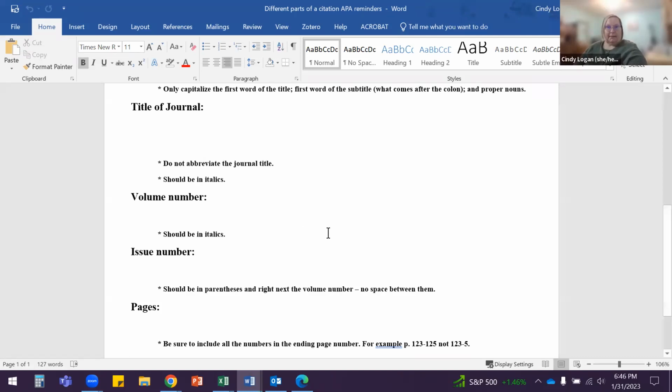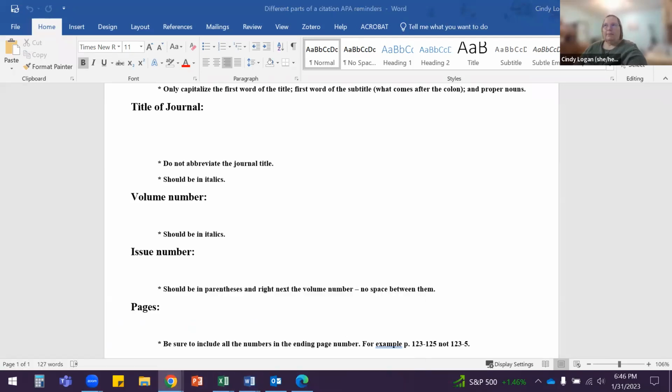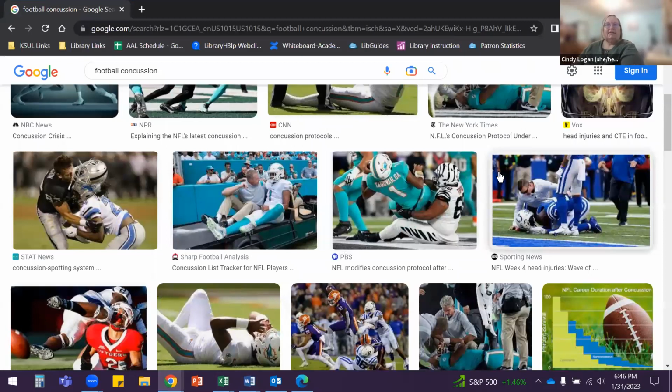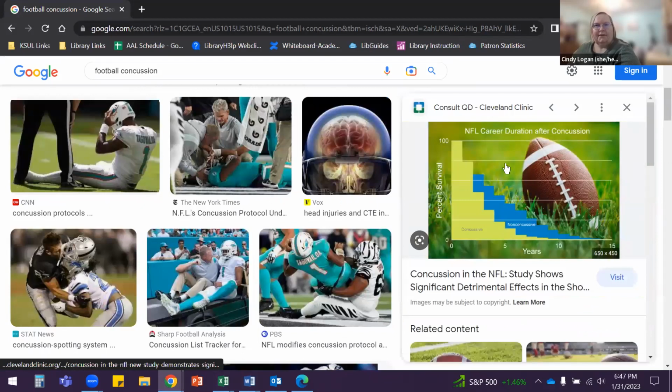I now want to talk about images for a minute. At the end of the last tutorial, I was talking about how if the image teaches me something, it needs to be cited. If it is not educating me on anything, it doesn't need to be cited. Here are my examples. On the right-hand side, the heading says NFL career duration after concussion. This is teaching me something. So this is an image that you would need to cite.